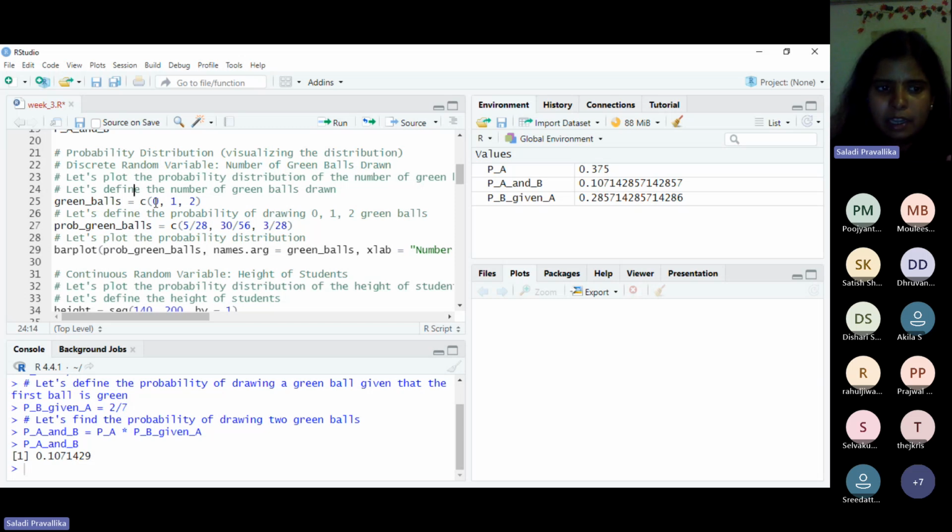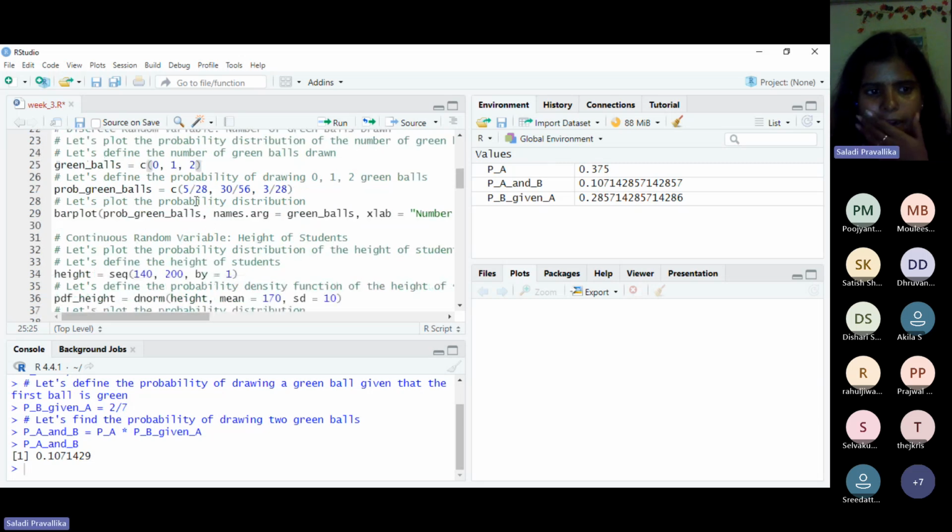The probability that is zero, like I may not get one single green ball. I might get at least one green ball, or I might get both the balls as green. So I'm just defining the number of green balls, and the probability of drawing zero green balls, one green ball, or two green balls. These are all just random numbers to you.